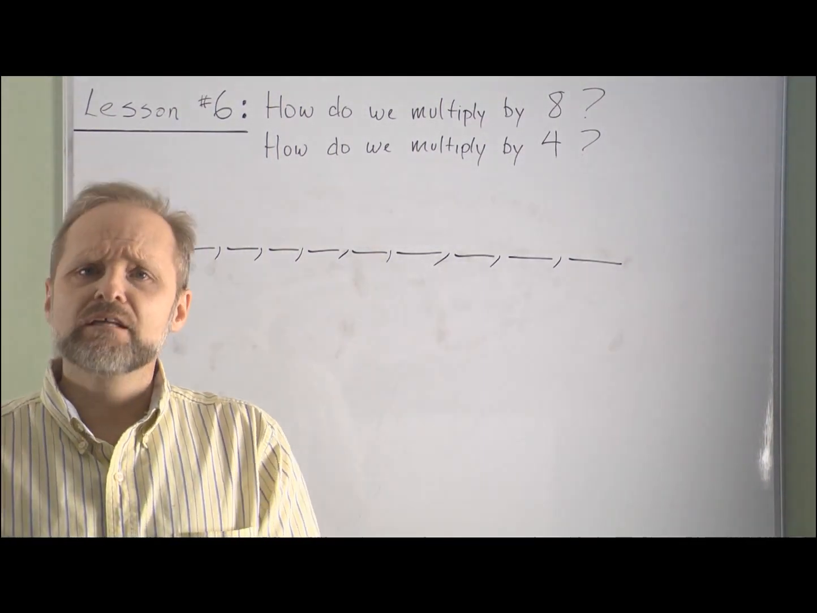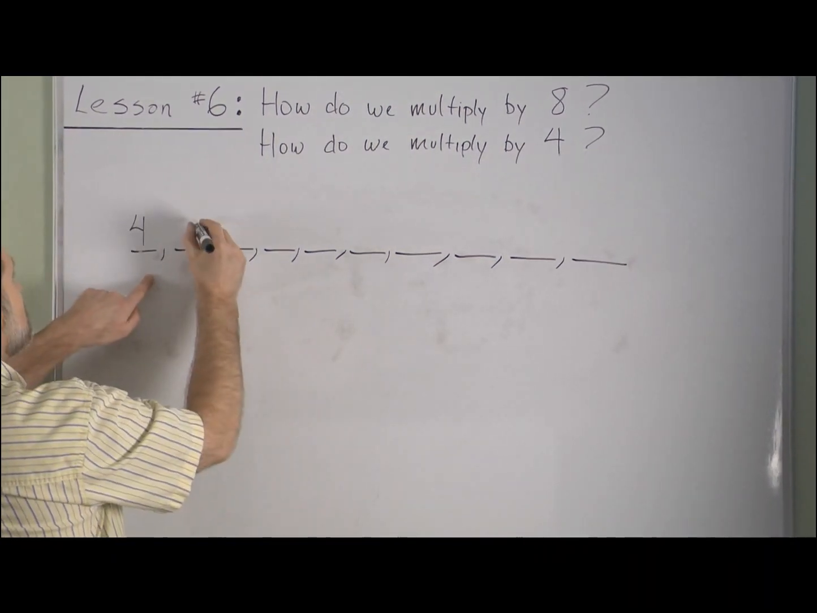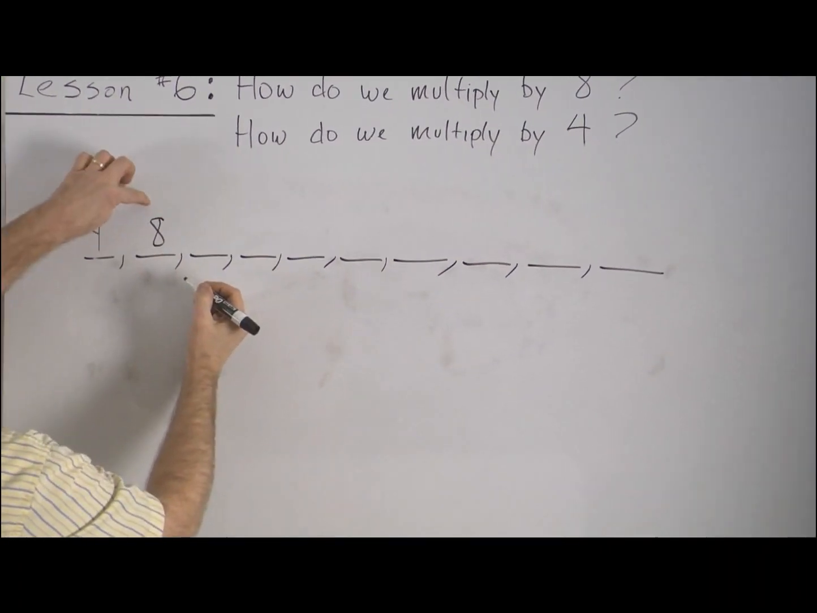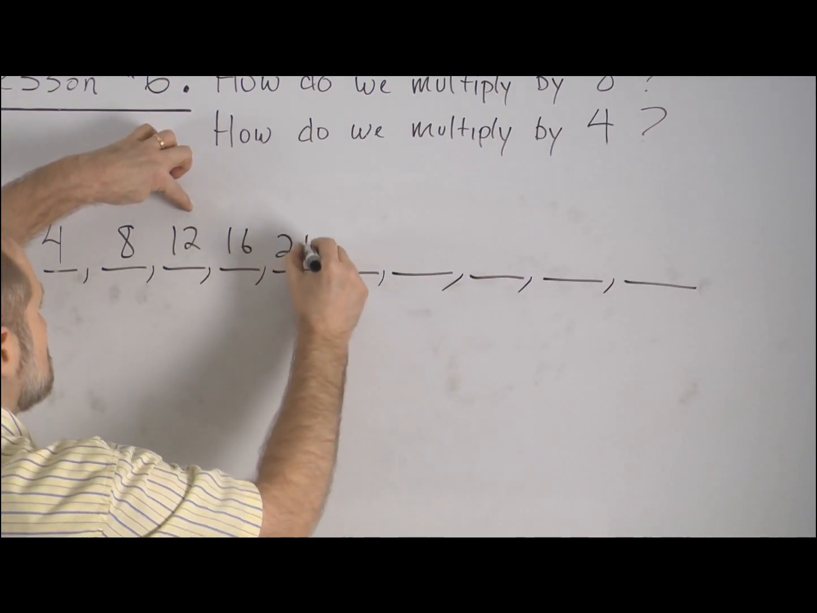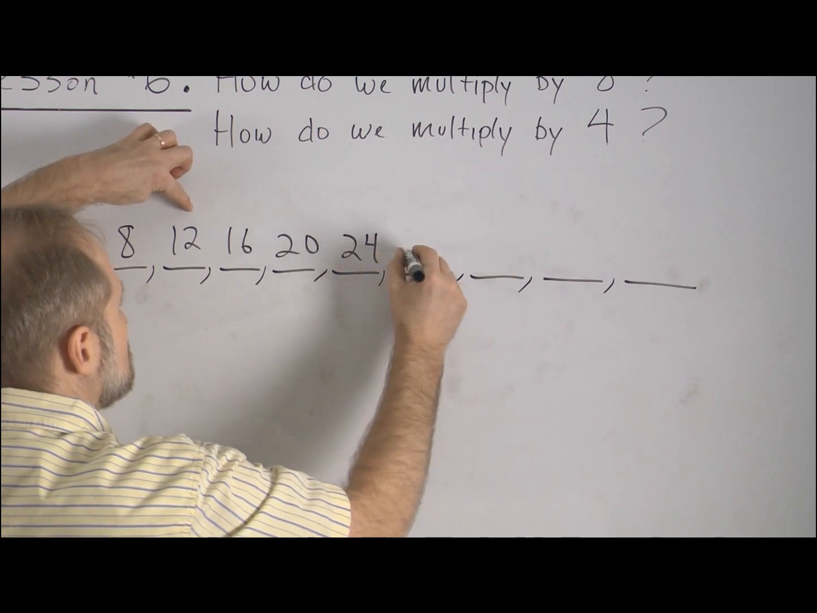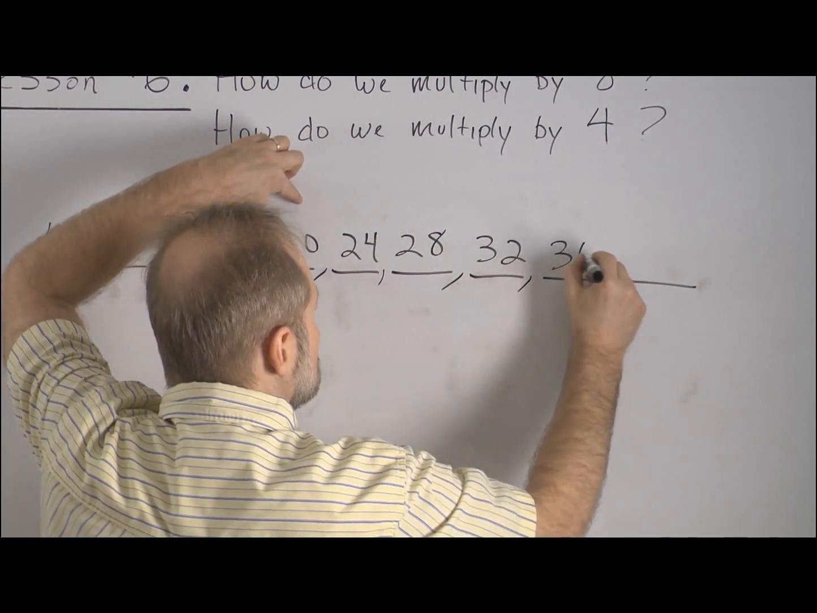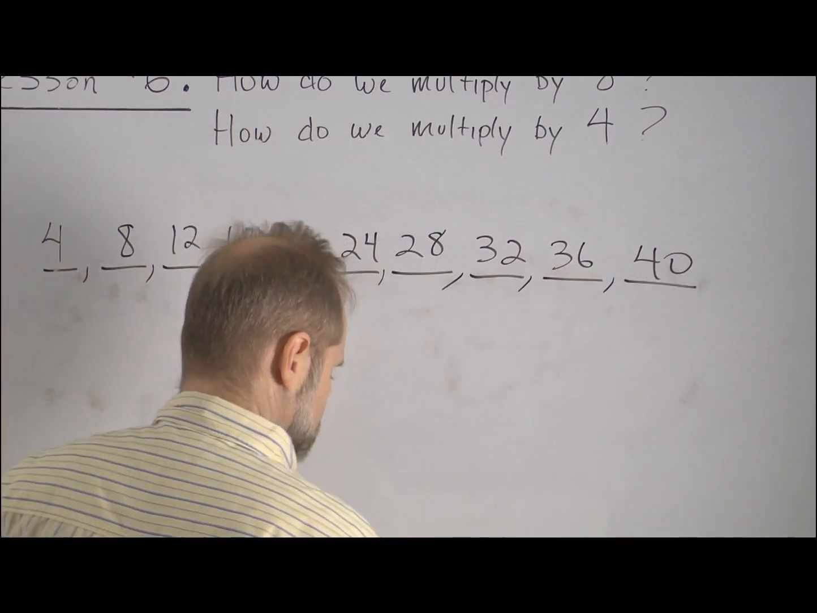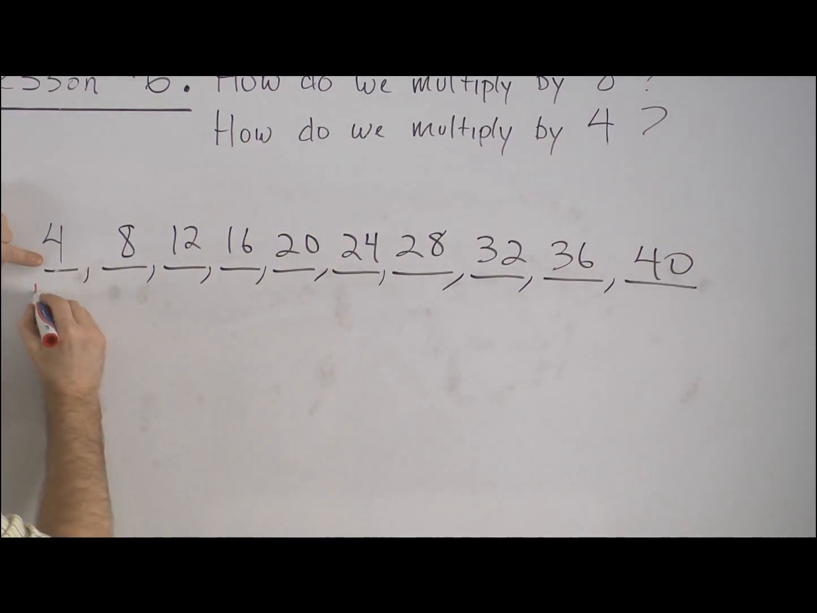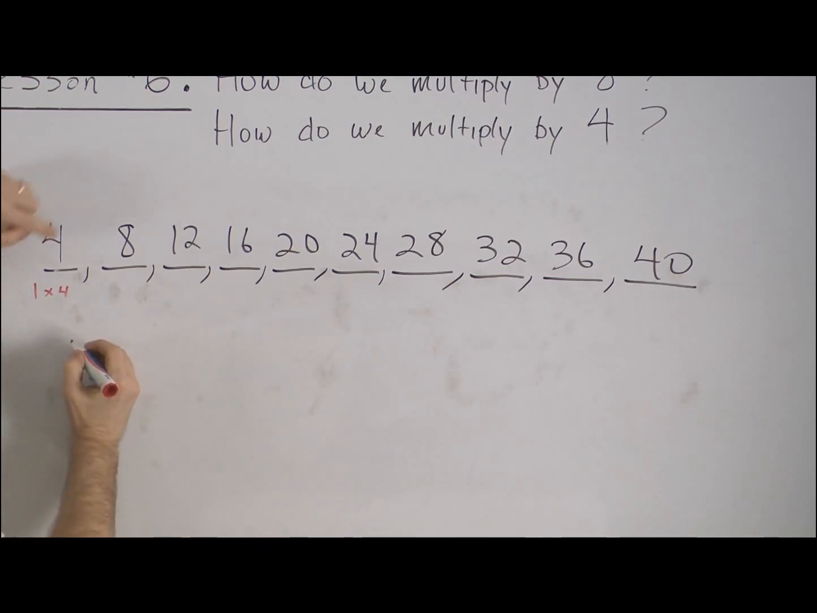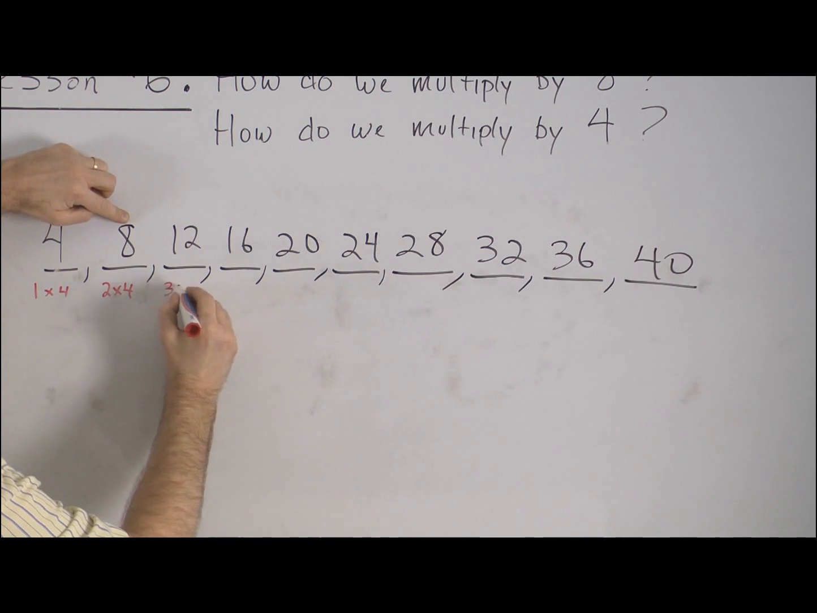Okay, let's go ahead and take a look and see how the 4s went. 4 plus 4, 8. 8 plus 4, 12, etc. Now the math facts, here we have one group of 4. This right here would be 2 groups of 4, etc.